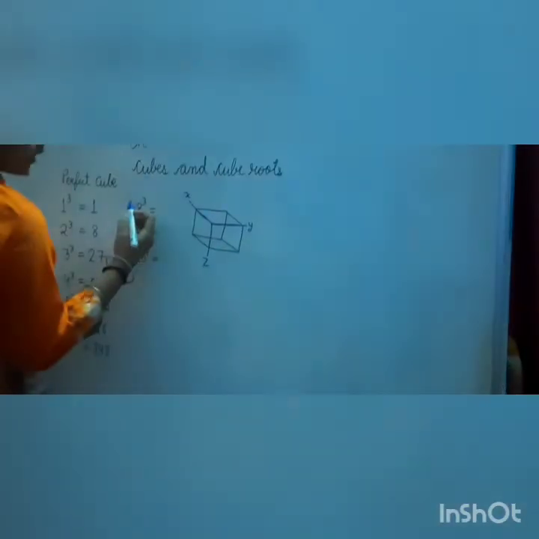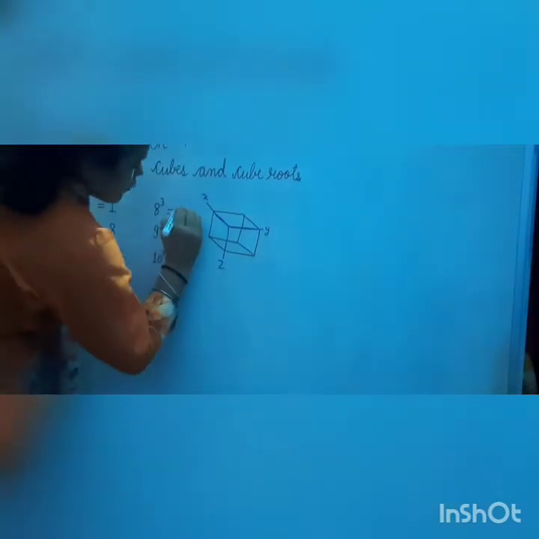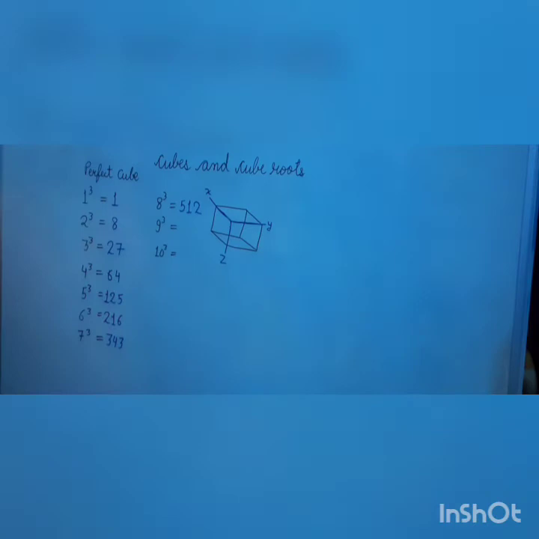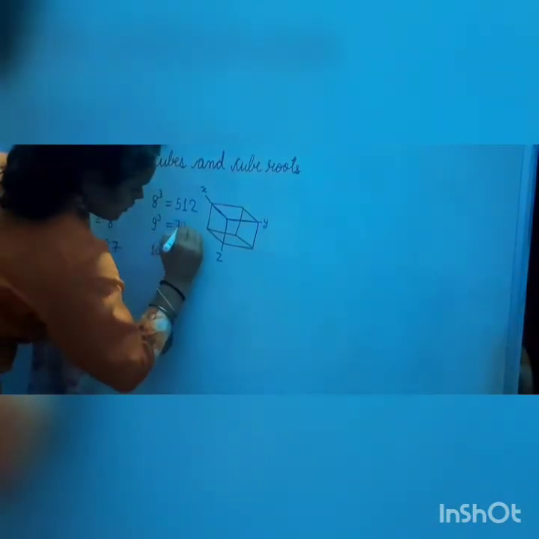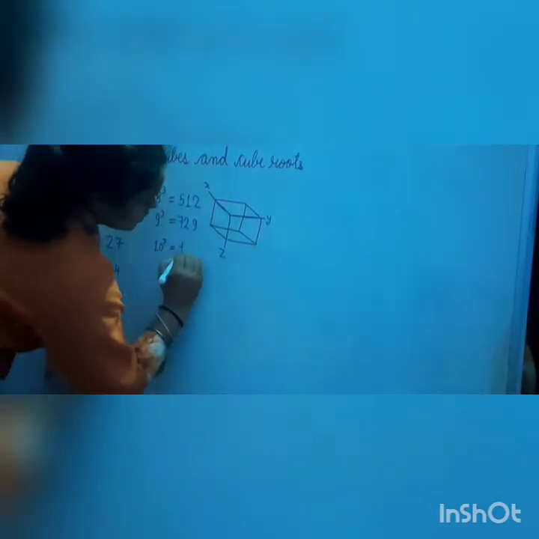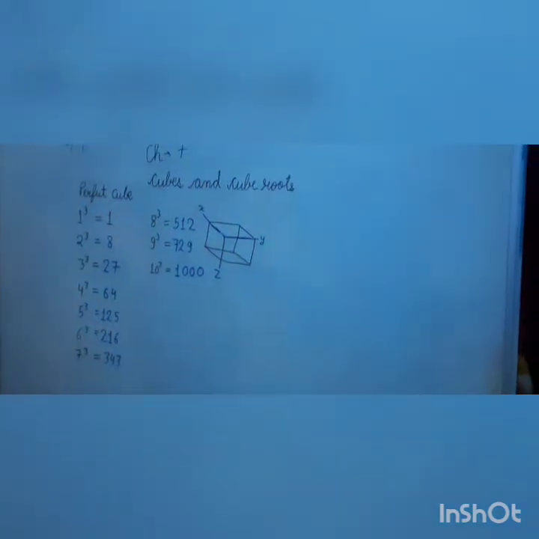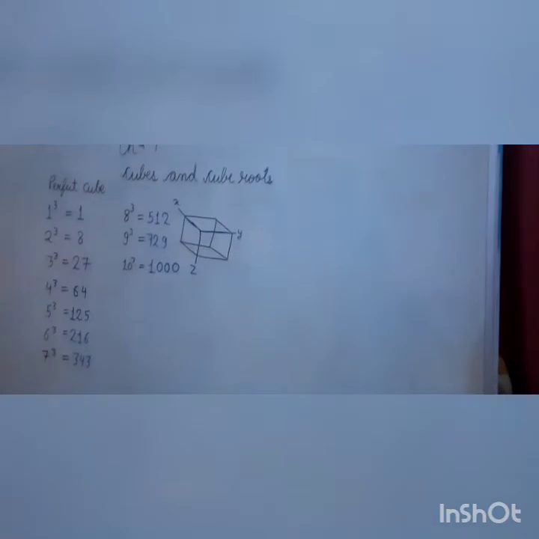Now 8 times 8 is 64, 64 times 8 is 512. 9 times 9 is 81, 81 times 9 is 729. 10 times 10 is 100 and 100 times 10 is 1000. Now you can see these are the perfect cubes. Okay class.